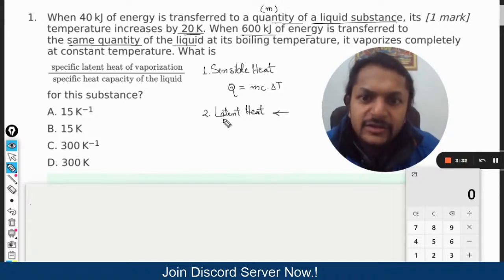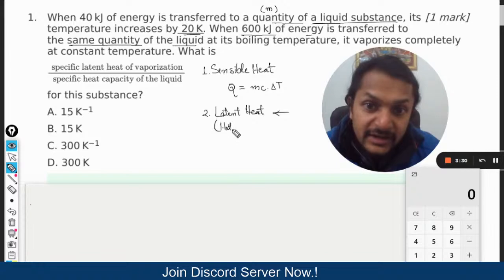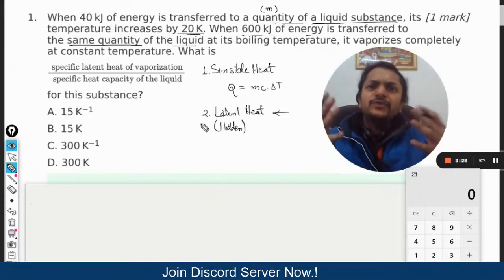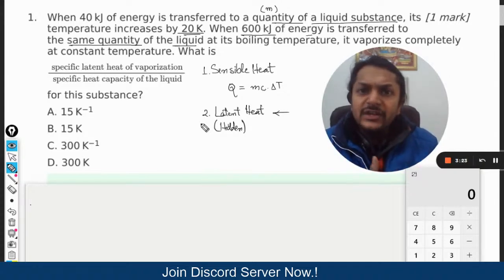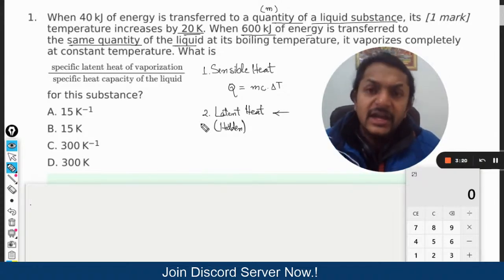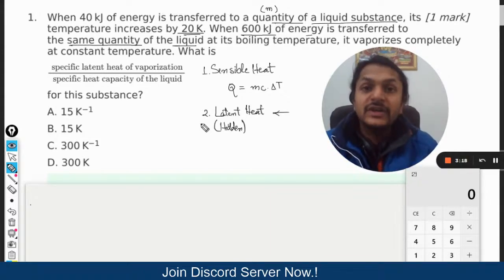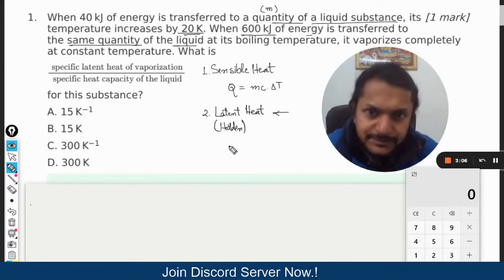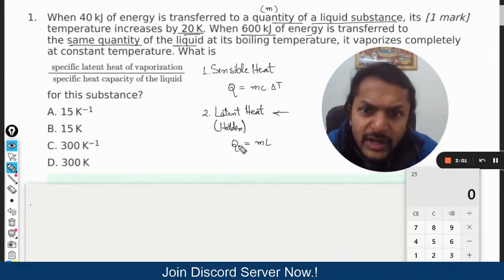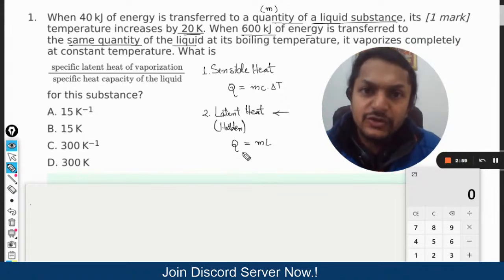The word latent means hidden. So this is a heat which is absorbed by the substance and it is just hidden because the temperature of the substance is not increasing. And why is the temperature not increasing? Because the substance is now changing phase from liquid to vapor or from solid to liquid. Accordingly, it is known as latent heat of vaporization or latent heat of fusion. For this, we use the formula Q is equal to m into L. So this is the heat that we have to supply.